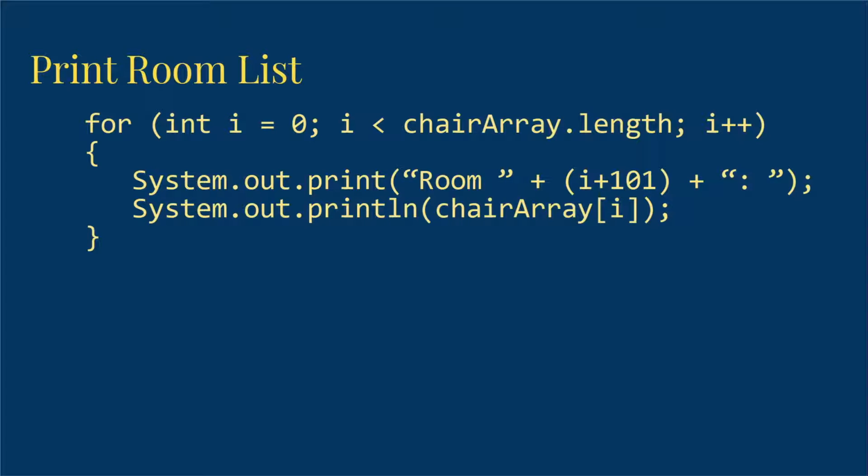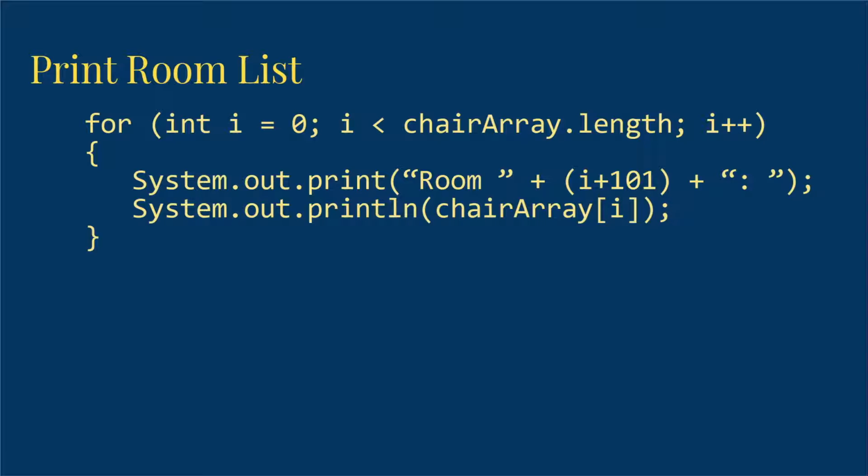So that code is going to look like this. We're going to run a for loop. We're going through and doing something for each item in the array. So we'll run our loop with i from 0 to chair array.length minus 1.